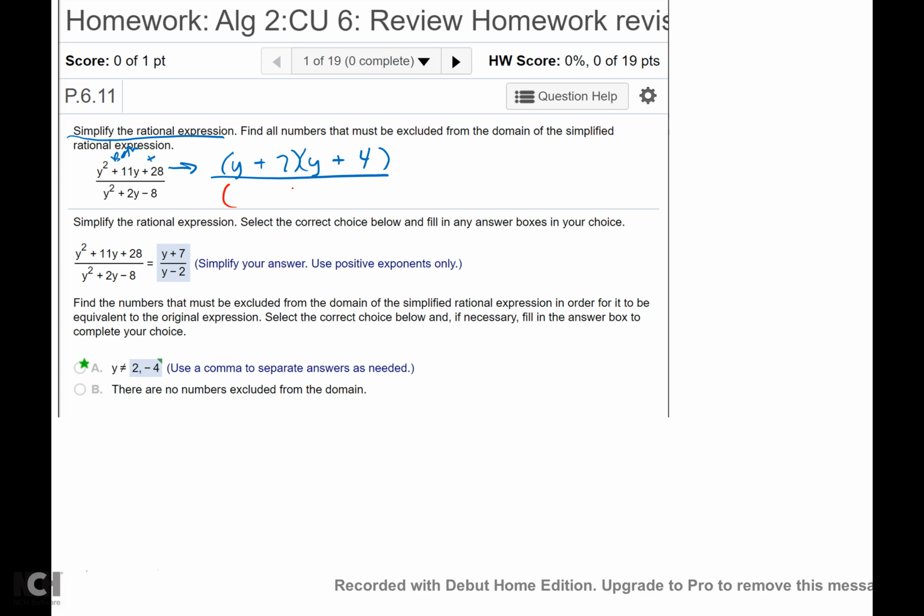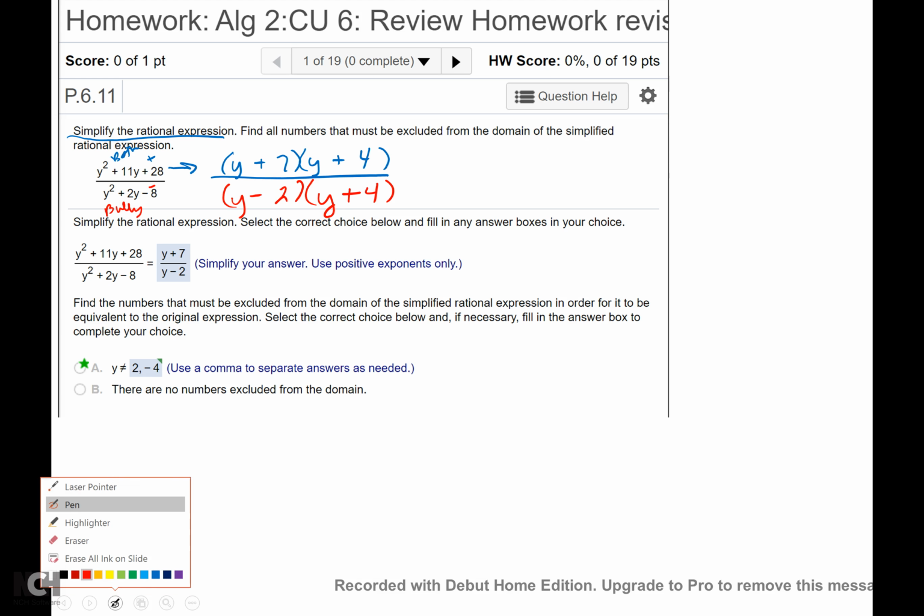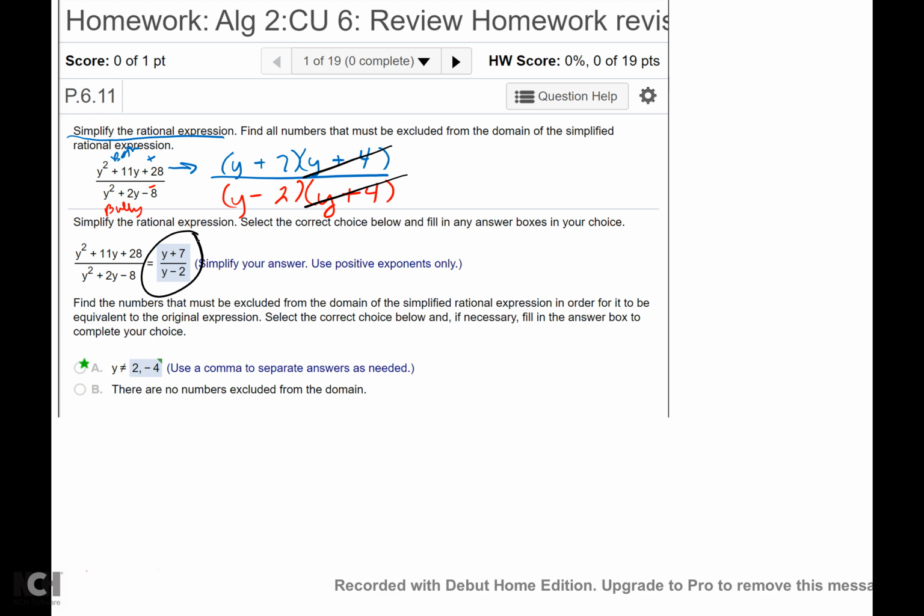Bottom should be an easy factor because the a is 1. Y times y. Factors of 8 that make 2 would be 2 and 4. Since c is negative, only the bigger one gets the positive, and 2 is going to be the negative. And so now that you've factored the top and factored the bottom, you can see that the y plus 4 factors cancel. And my simplified answer is y plus 7 over y minus 2.